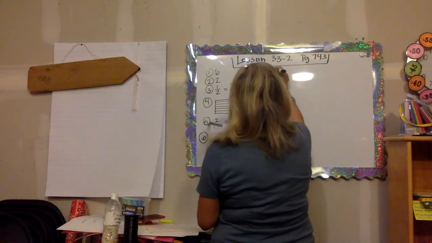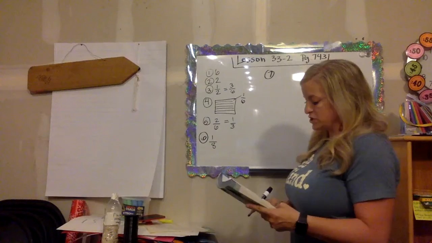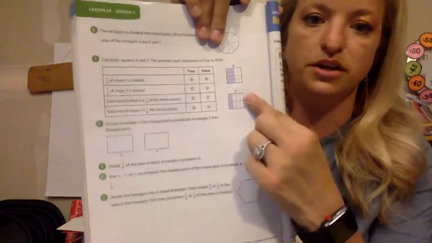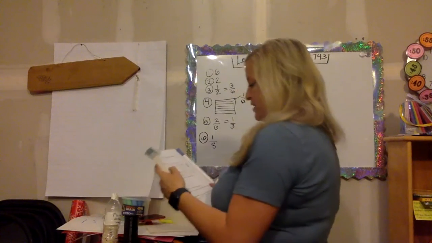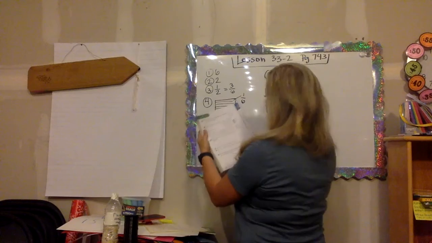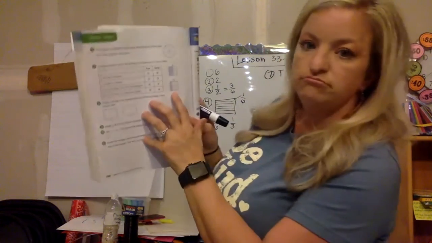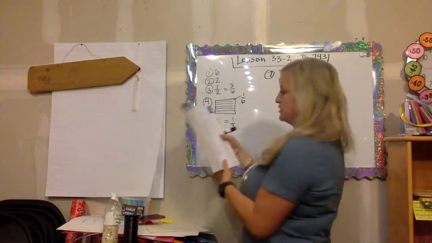Number 7, we're going to compare squares x and y. Tell whether each statement is true or false. So here's x and here's y. All right, true or false? 1/2 of shape x is shaded. Yes, that is true. 1/2 of shape y is shaded. False. I'm just going to put an F for false.